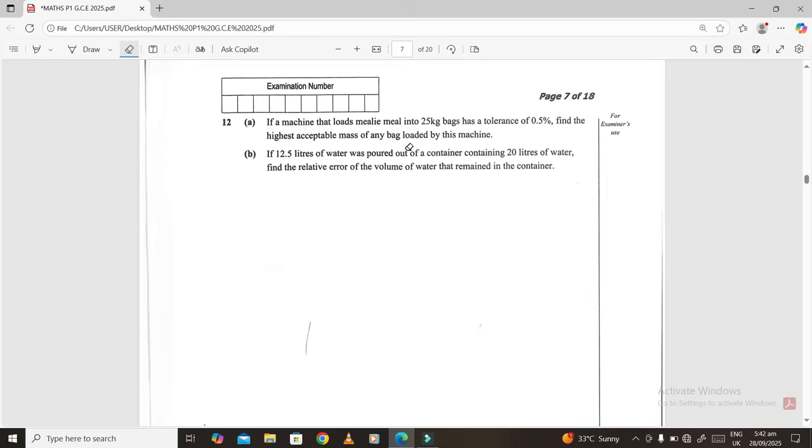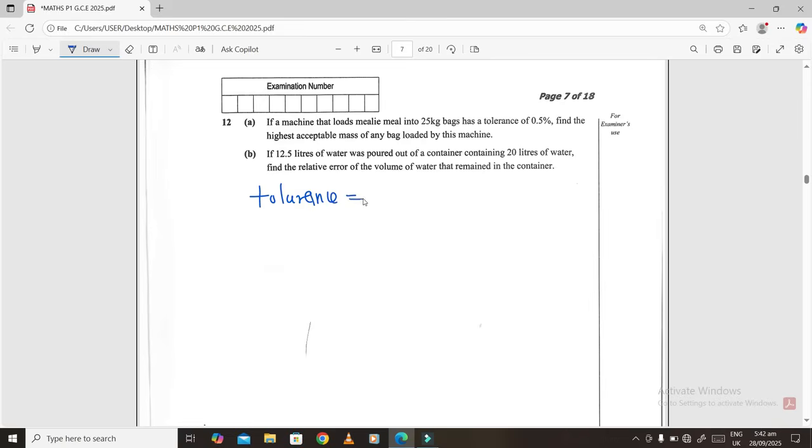Okay, so for question 12, they are saying a machine that loads millet into 25 kg bags has a tolerance equal to 0.5%. Find the highest acceptable mass of any bag loaded by this machine.